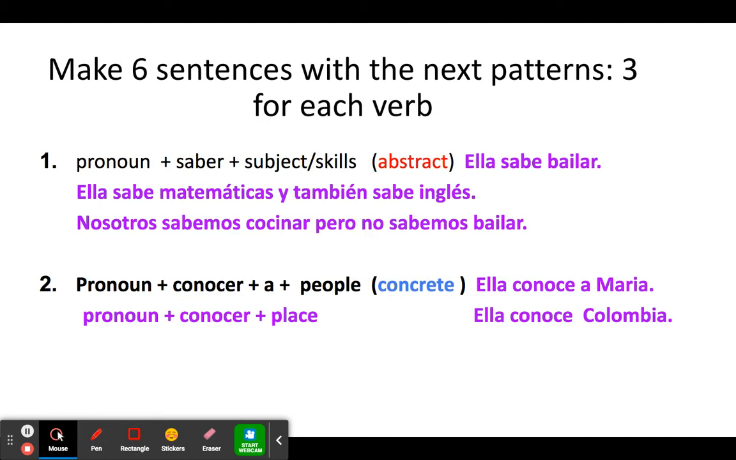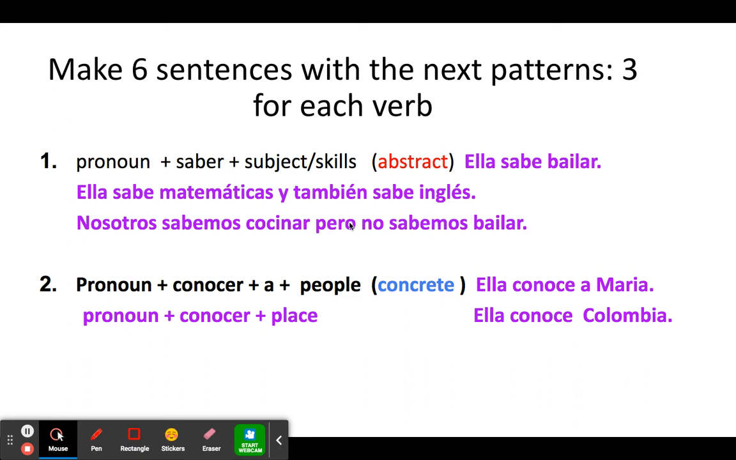And here, there we go, the application. Go ahead and make sentences with the sentence pattern. So you have, ella sabe matemáticas y también sabe inglés. Nosotros sabemos cocinar, pero no sabemos bailar. Ella sabe bailar. Y también means and also, pero means but. So try to make some sentences with this sentence pattern: pronoun plus saber, plus subject or skills. Subject means like math, Spanish. Skills means like to dance. So you can say, I know how to dance: Yo sé bailar.